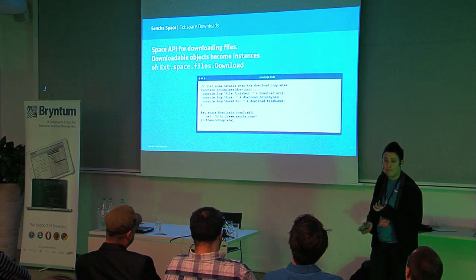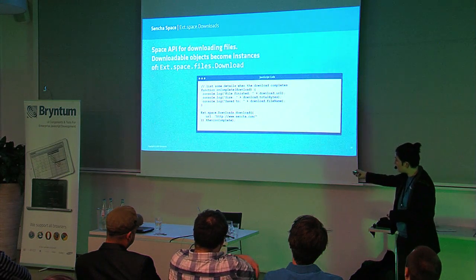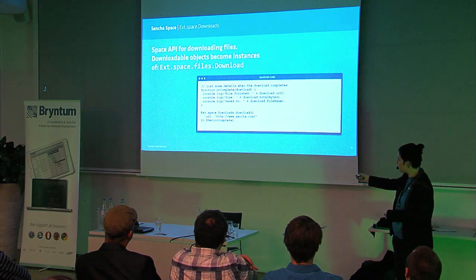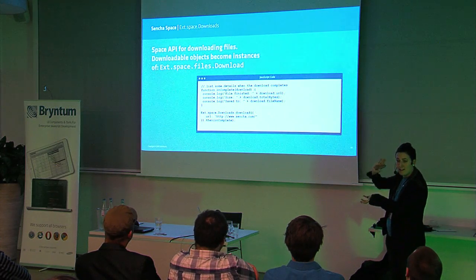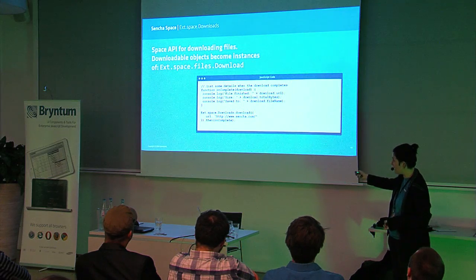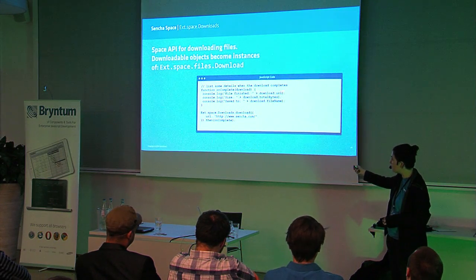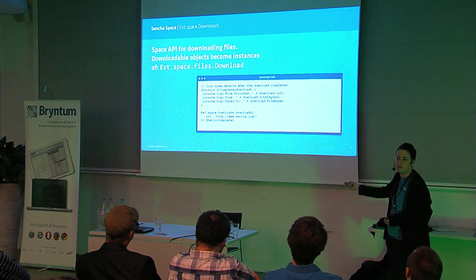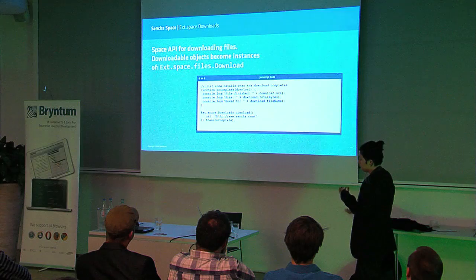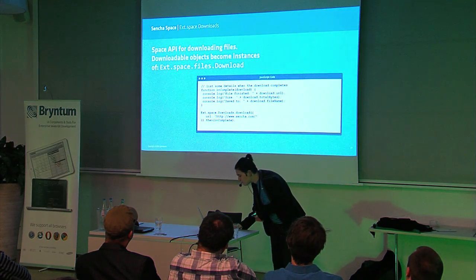There's also an API for downloading files. So you can create a call like this, Ext.space.Downloads.download, and then you pass in a URL. It fires off this download. It downloads this file for you, and then you get access to the URL or the total bytes or the file name, because these all become instances of a file download. So you can download things onto the file system.